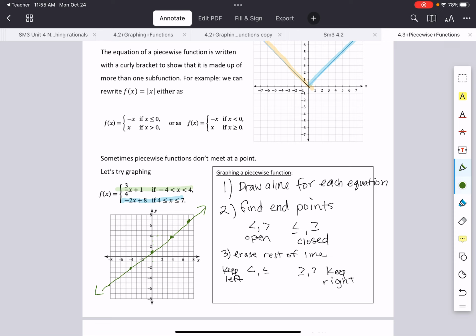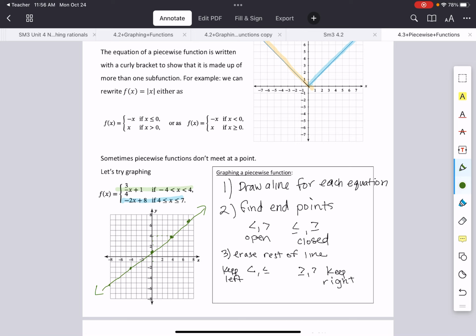Step 2, find your endpoints. What are my endpoints? One, 2, 3, 4. 1, 2, 3. I don't know. What did I do wrong? Oh, I think I'm blind. Never mind. I think it's just that the graph is really small.